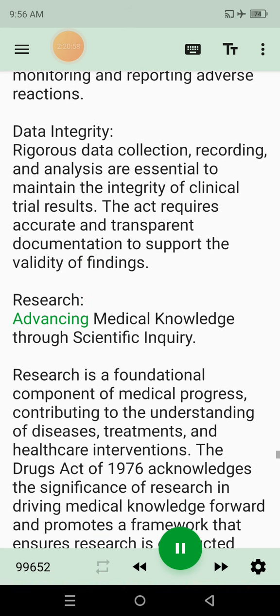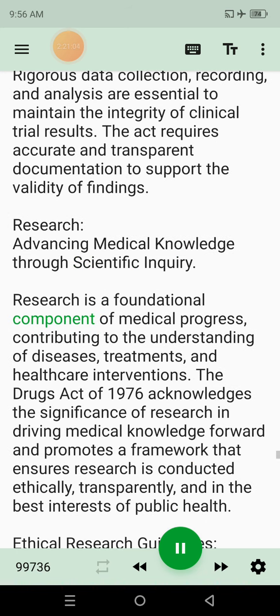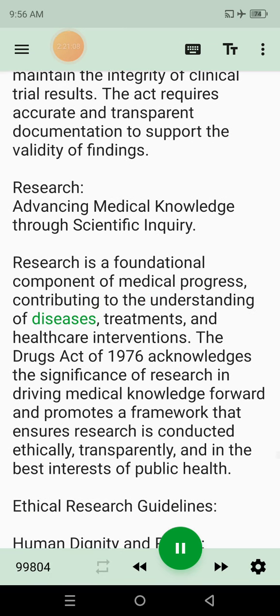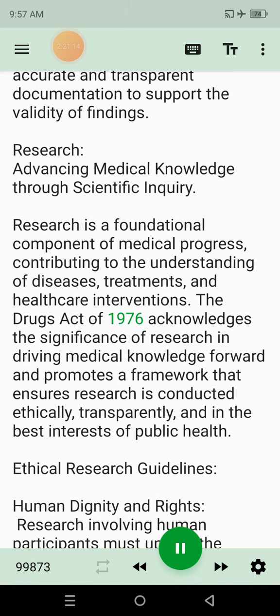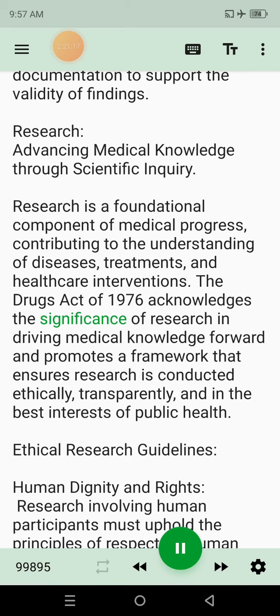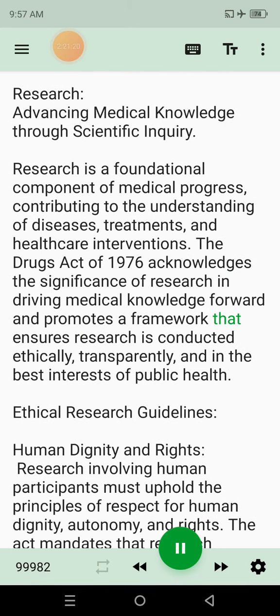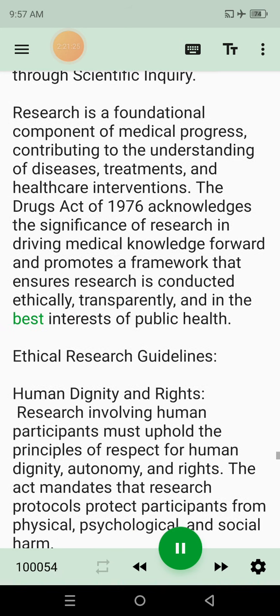Research: advancing medical knowledge through scientific inquiry. Research is a foundational component of medical progress, contributing to the understanding of diseases, treatments, and healthcare interventions. The Drugs Act of 1976 acknowledges the significance of research in driving medical knowledge forward and promotes a framework that ensures research is conducted ethically, transparently, and in the best interests of public health.